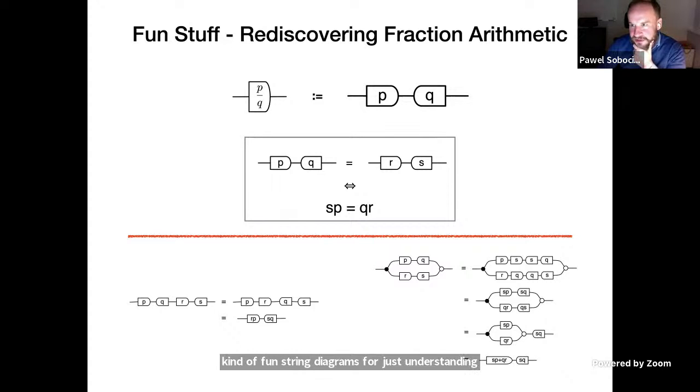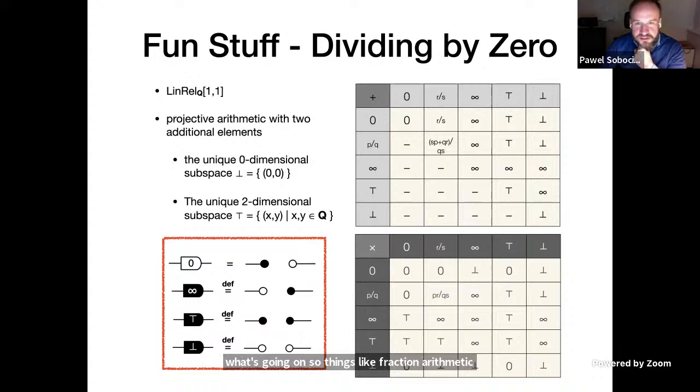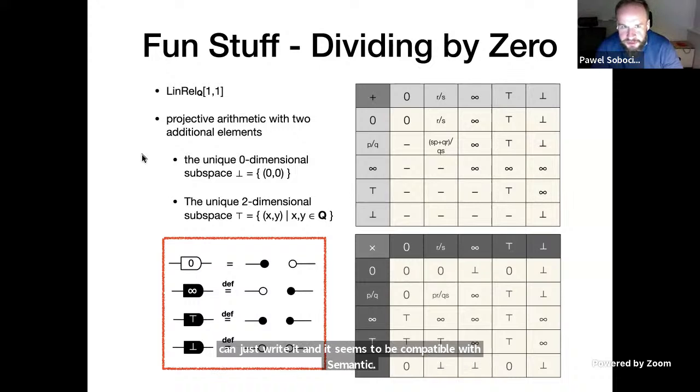So things like fraction arithmetic, and things like dividing by 0, which I think maybe I'll say a little bit about, because I want to come back to this, right? The cute thing about these diagrams is that they allow us to write down all the fractions, but they're not clever enough to stop us from writing something like 1 divided by 0, because they're just string diagrams, right? We can just write it, and it seems to be compatible with semantics. So what's going on? Well, it turns out that it's perfectly okay to divide by 0 in this particular case, and it's actually meaningful.